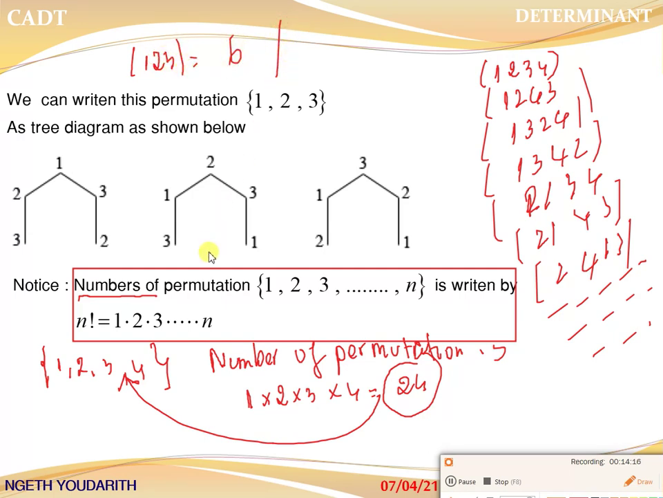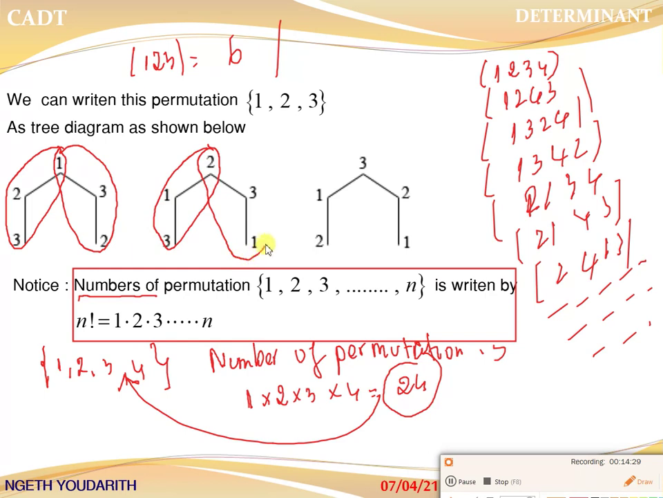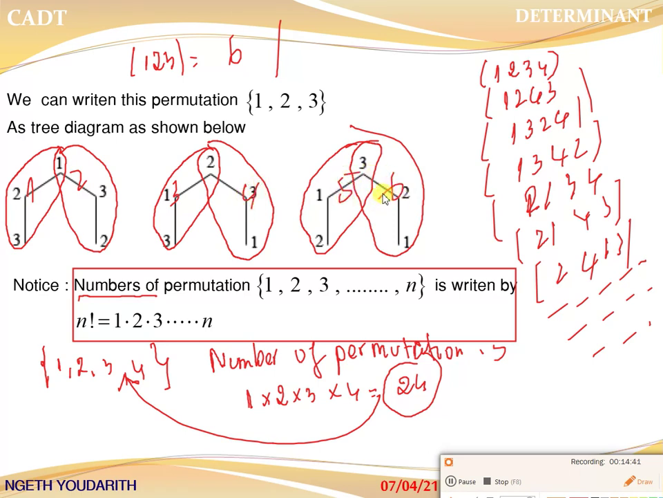Why does it have 6? Because we count already. This one is 1, this one is 1, this one is 1, this one is 1. We have 1, 2, 3, 4, 5, 6. Why do we get 6? Because 3 factorial is 1 multiplied by 2 multiplied by 3, which equals 6.